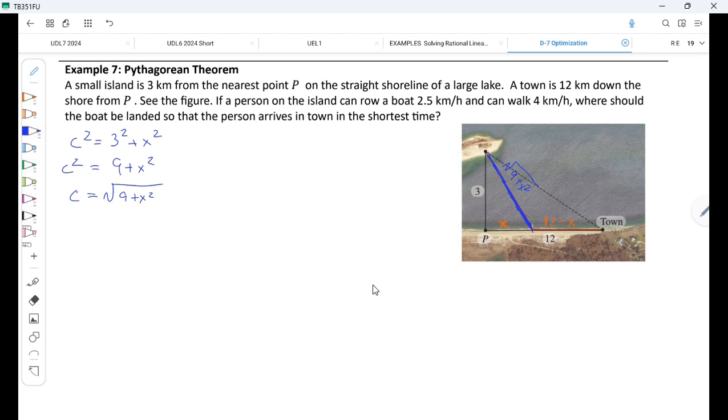So I know that I'm going to row for a weird amount of kilometers, because that's what we do in calculus. But I know I go at 2.5 kilometers each hour. How do I figure out how long that's going to take me? How do we do that?